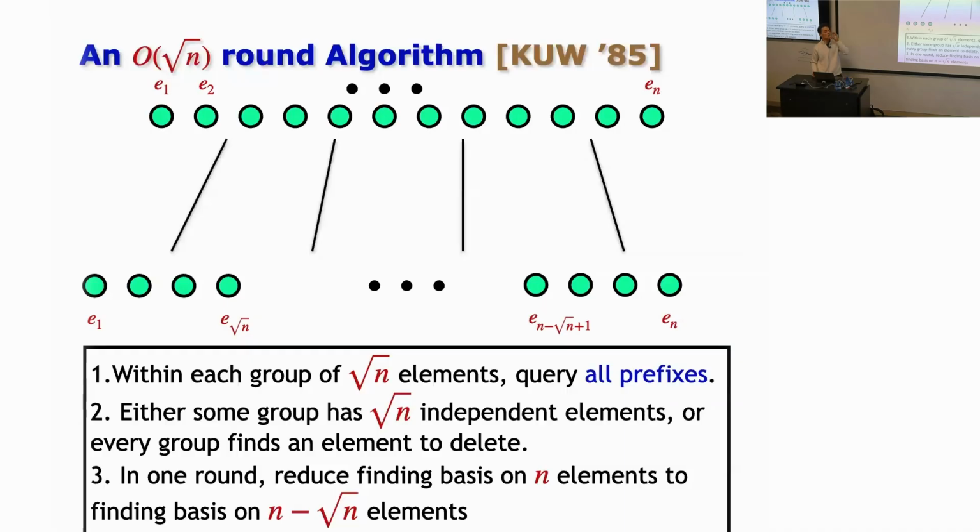Question? Do we repartition the remaining elements into square root groups each time, or do we keep them? Yeah, we'll repartition it and do it again. Yeah, exactly.